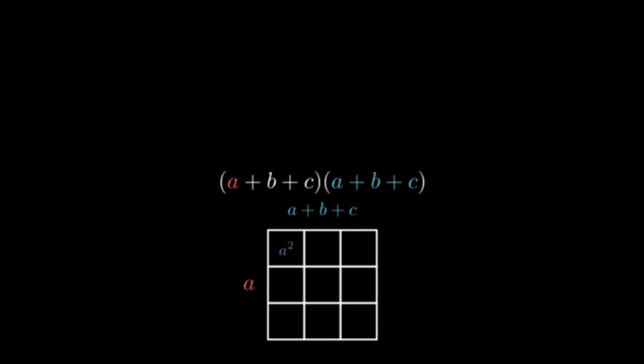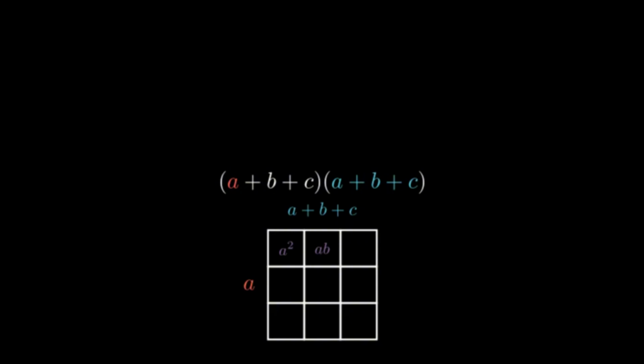Moving to the second term, we multiply A times B. Since these are different variables, the result is simply the product AB. We can't combine them further because they represent different quantities. We place AB in the middle cell of the top row. This is our second term in the expansion. The ordered pair of variables tells us exactly which terms from the original expression were multiplied together.